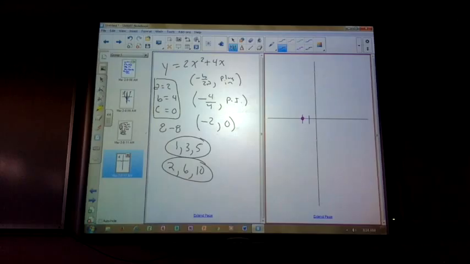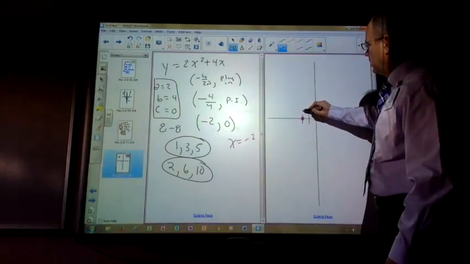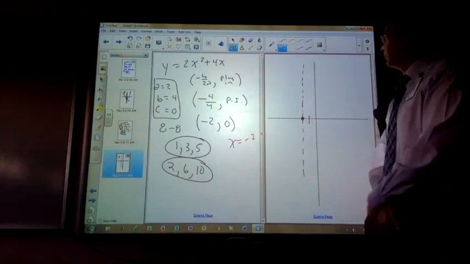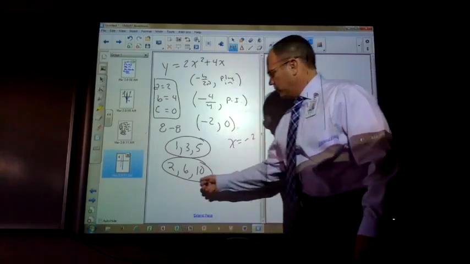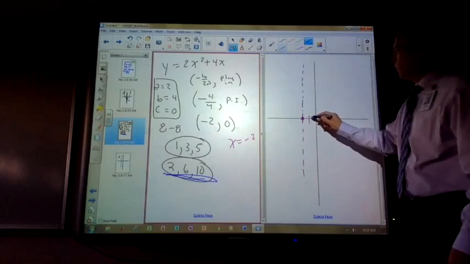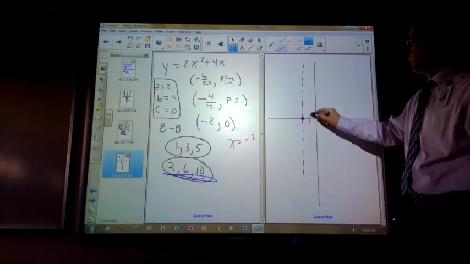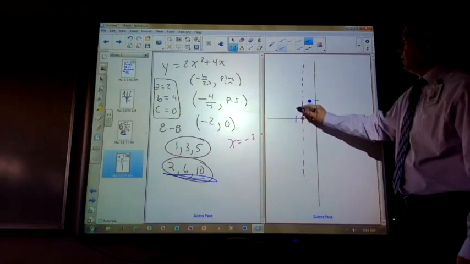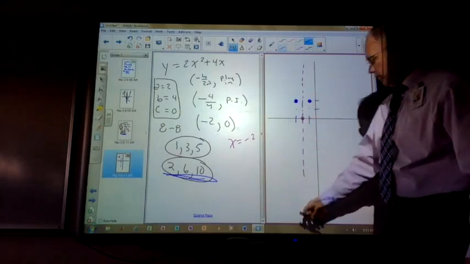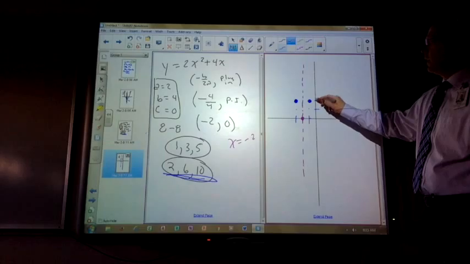Axis of symmetry is? X equals negative 2, right? So that's kind of this. All right, so from that point, remember I'm using these now. I'm going to go right 1 and up 2. What's the first number? 2. So I go left 1 and also up 2. From here, I'm going to go right 1 and up how many? 6.